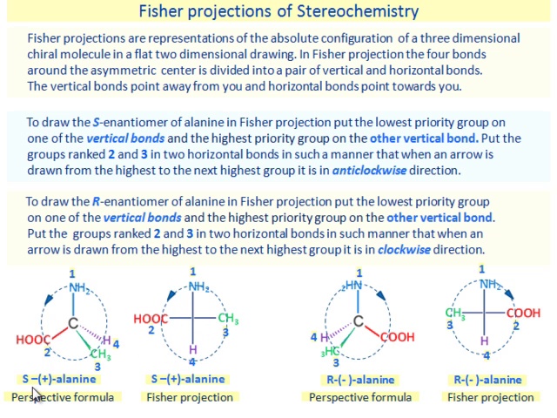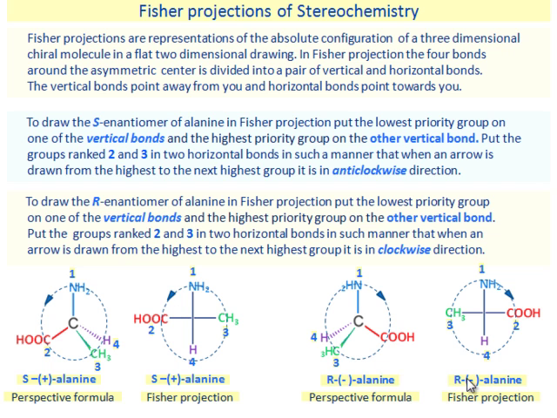To draw the S enantiomer of alanine in Fischer projection, put the lowest priority group on one of the vertical bonds and the highest priority group on the other vertical bond. Put the groups ranked 2 and 3 in the two horizontal bonds in such a manner that when an arrow is drawn from the highest ranked group to the next highest ranked group, it is in anticlockwise direction.